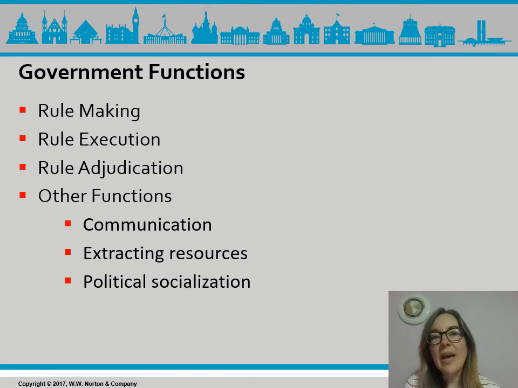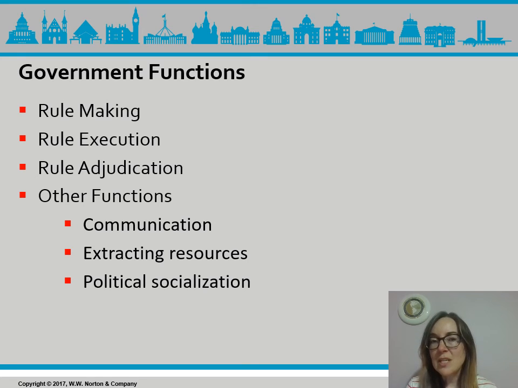And when you look at government functions, there are some things that just about every government does. Rulemaking, rule execution, rule adjudication. And when you look, that sounds kind of familiar to our three branches of government. So rulemaking is a legislative function, rule execution is an executive branch function, and adjudication is a judicial function.